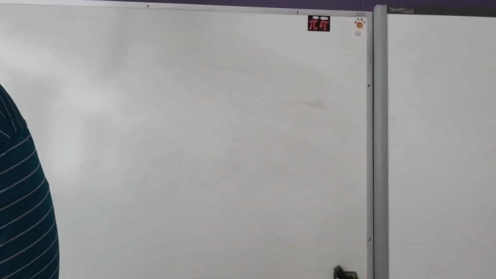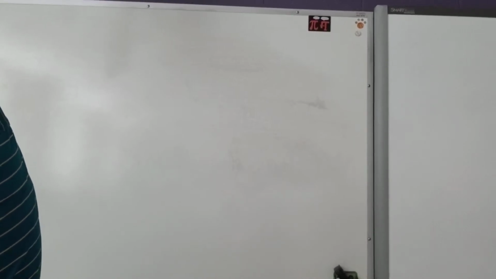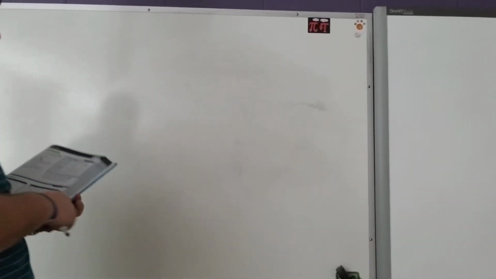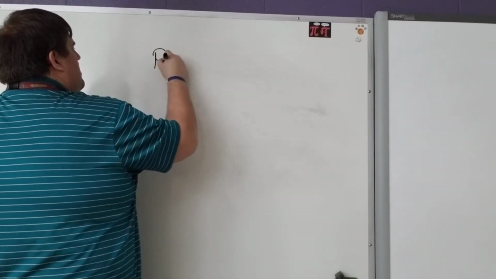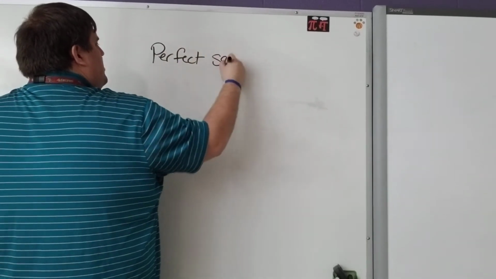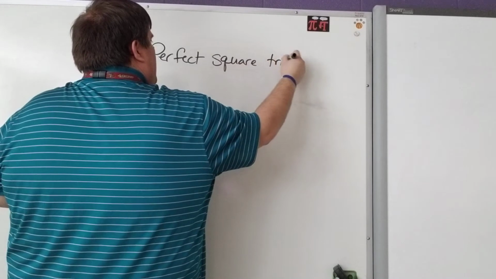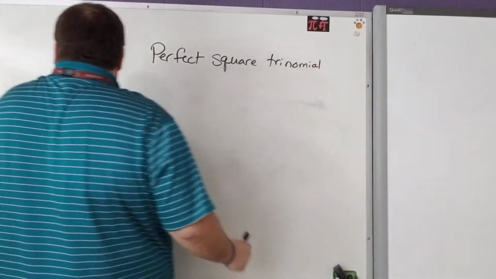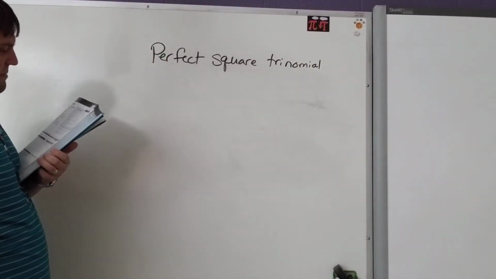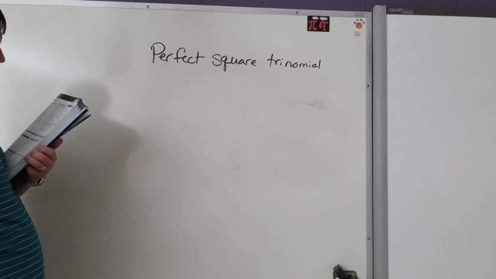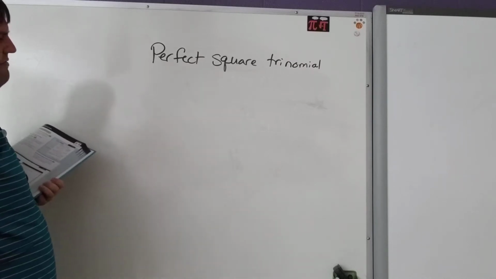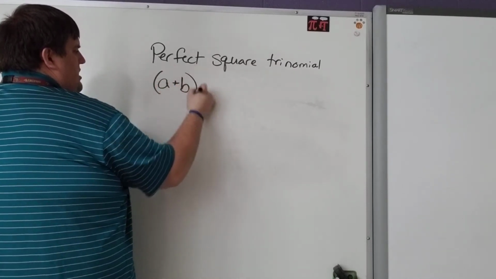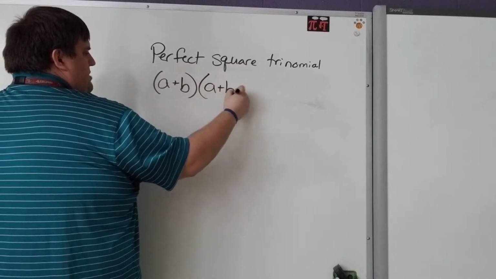a perfect square trinomial. Which sounds a lot the same, which I guess it kind of is. Perfect square trinomial. And a perfect square trinomial is basically going to happen if your book puts it like this: a plus b times a plus b.